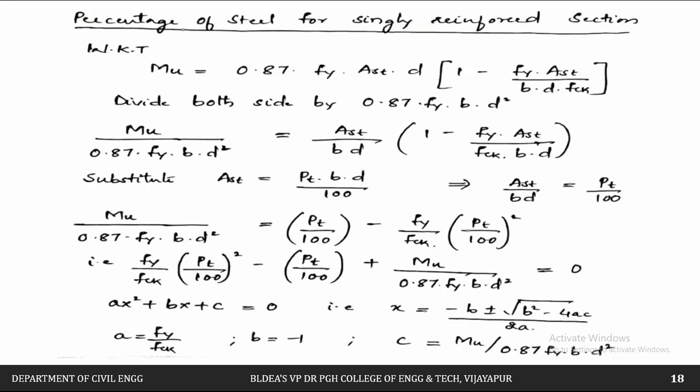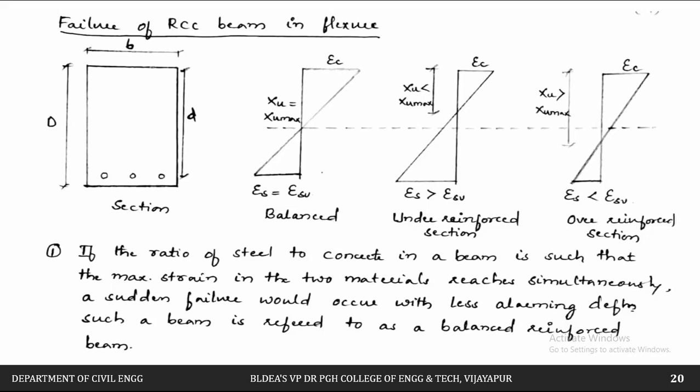The next is the percentage of steel for a singly reinforced section. What should be the percentage of steel for a singly reinforced section? So what we can do further, I will tell you regarding that. The next is, we have restricted the depth of the neutral axis.